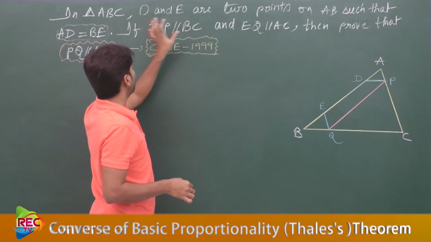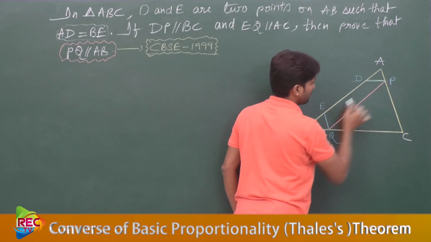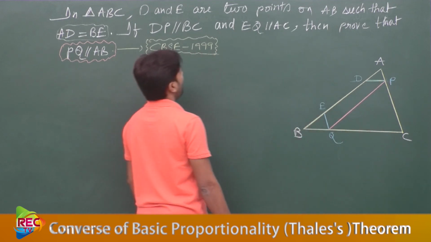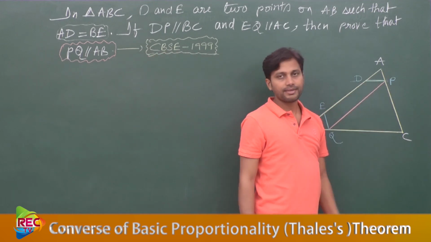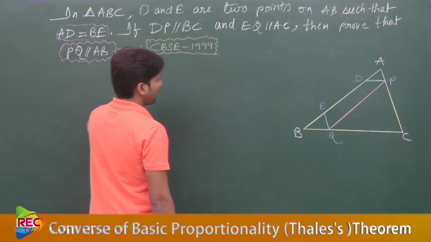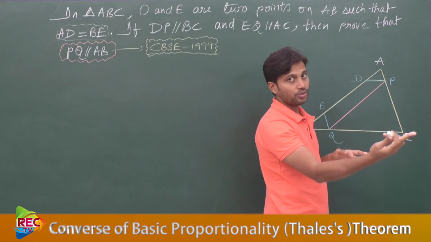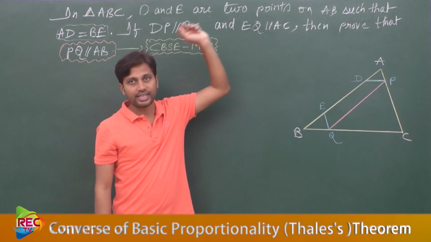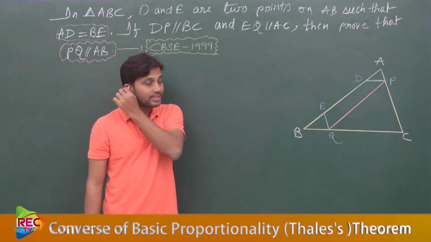Next, DP parallel to BC. DP means this one is parallel to BC, right? And EQ parallel to AC. This EQ is parallel to AC. Then prove that PQ is also parallel to AB. So PQ is parallel to AB, that we need to show using all these conditions. This is what we need to show here. How to show it? Just see.